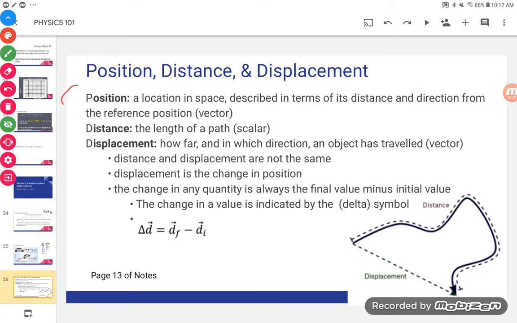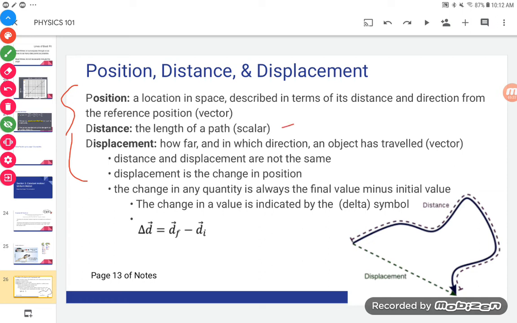Three more terms that are very important for this unit are position, distance, and displacement. A position is your location in space described in terms of a distance and direction from a reference position. Let's say, for example, Edmonton is 400 kilometers north of Brooks. I don't know how accurate that is, I just made that up. But that would be a vector. That would be a position. It has direction and distance, so we're good.